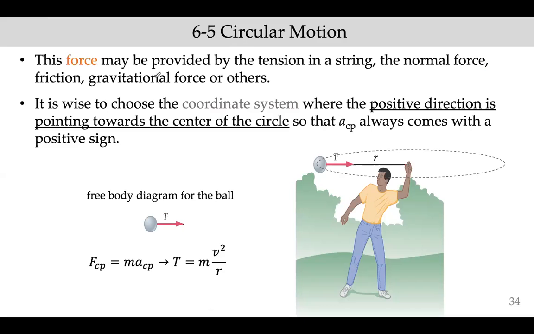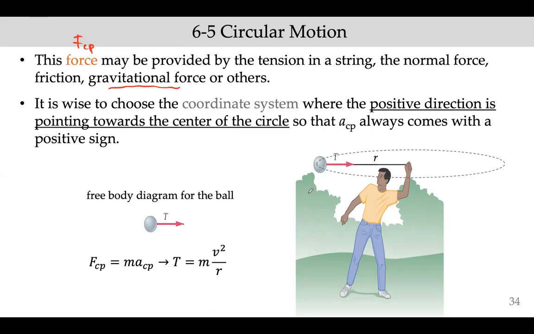Okay, this force, F_CP, may be provided by the tension in a string. That's a possibility, which you can see here. Or it could be normal force, it could be friction, it could be a gravitational force. This is the case with the Earth and the Sun, or the Moon and the Earth system, or others. So the bottom line is there is some force that pulls the object towards the center. And in that case, you would get circular motion.